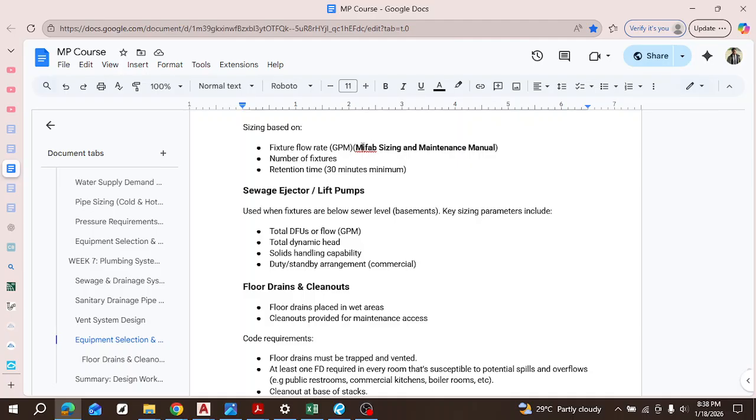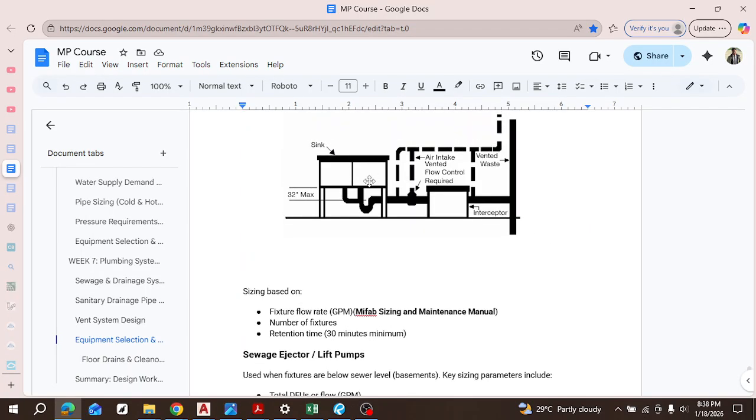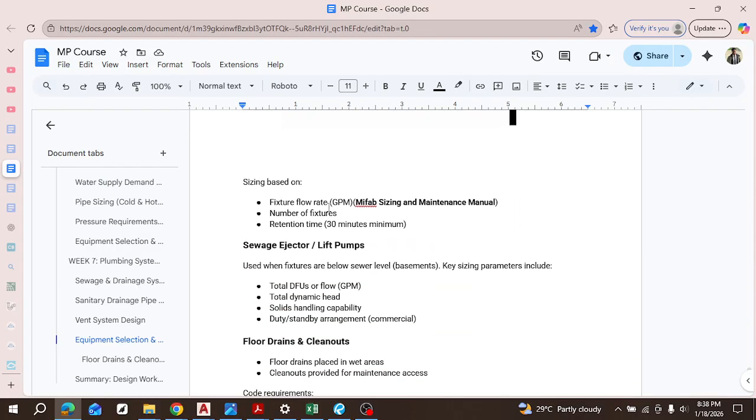So even if you don't want to pick their own, you just get the number of fixtures that are going to that interceptor, because in this case it's just one, but it could be more. In the kitchen, there are way more fixtures. So you get the total number of fixtures, get the total number of GPM from that, just like when we are sizing the pipe, and then you choose the right size of grease interceptor.